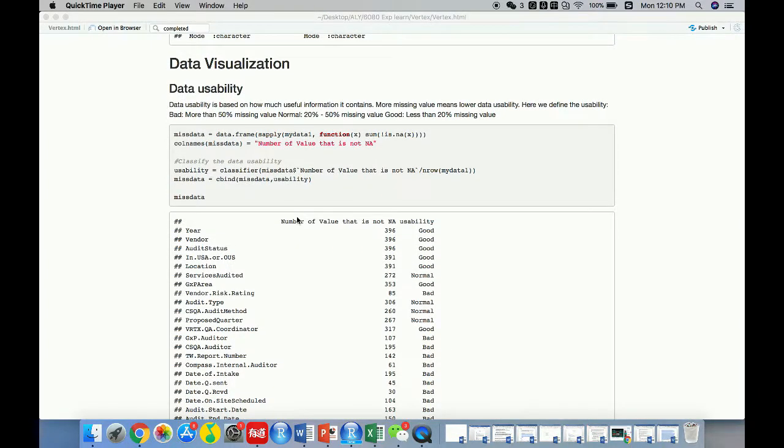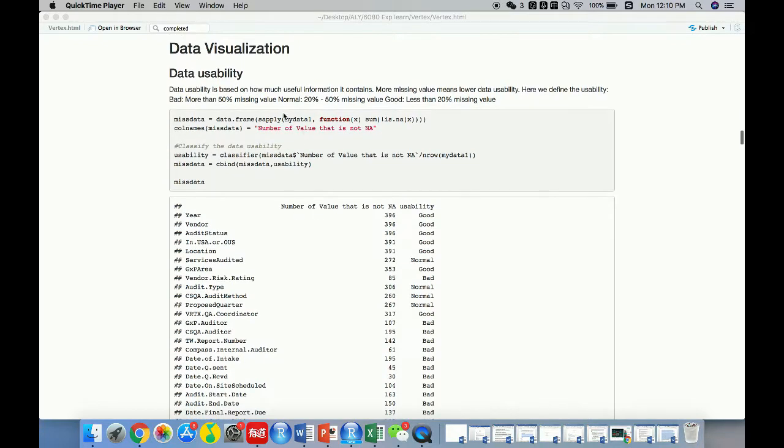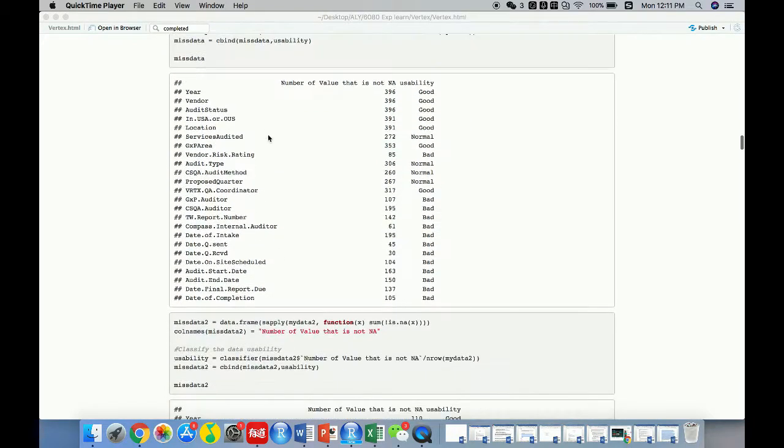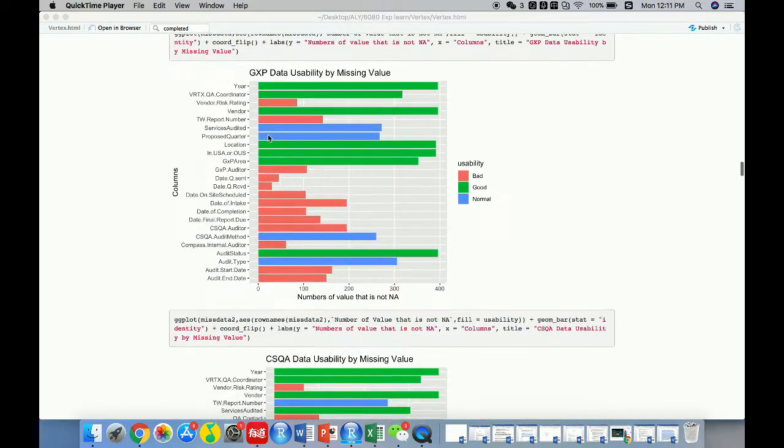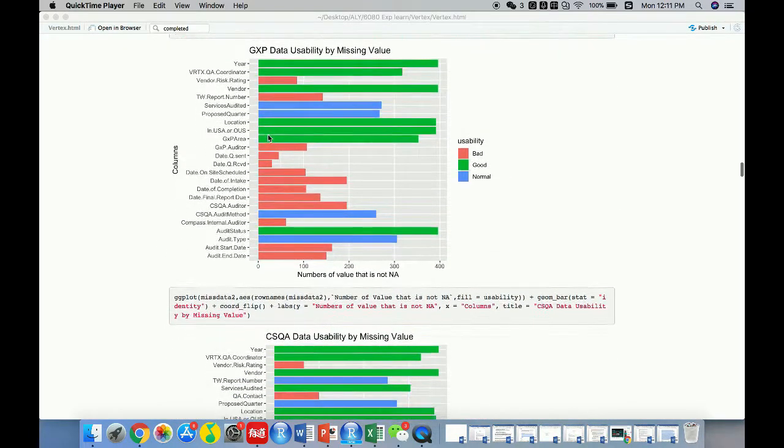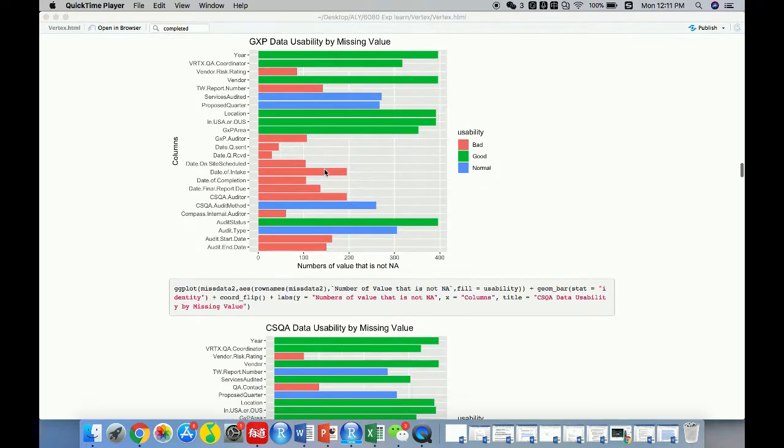The next step is to check our data usability. Here I define usability as how many non-null variables we can use. I define bad usability as more than 50% missing values, normal as 20 to 50%, and good if the column has less than 20% missing values. Now let's take a look. As we can see, very few data have good usability. Most of them are bad.